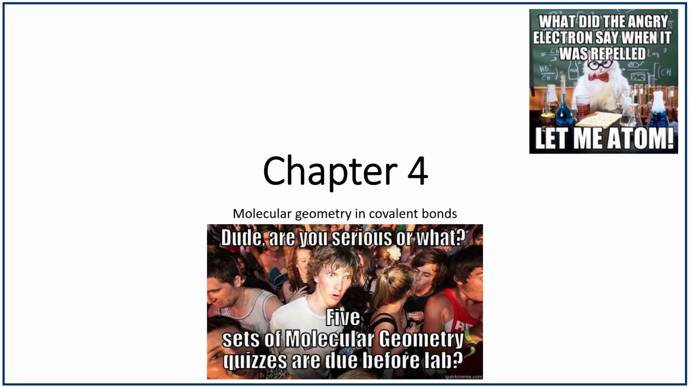So after figuring out how to draw Lewis structures from chapter 3, the next thing that we want to do is to determine what a molecule looks like in 3D space, and this is basically what chapter 4 is about, determining the molecular geometry of particularly covalent compounds.